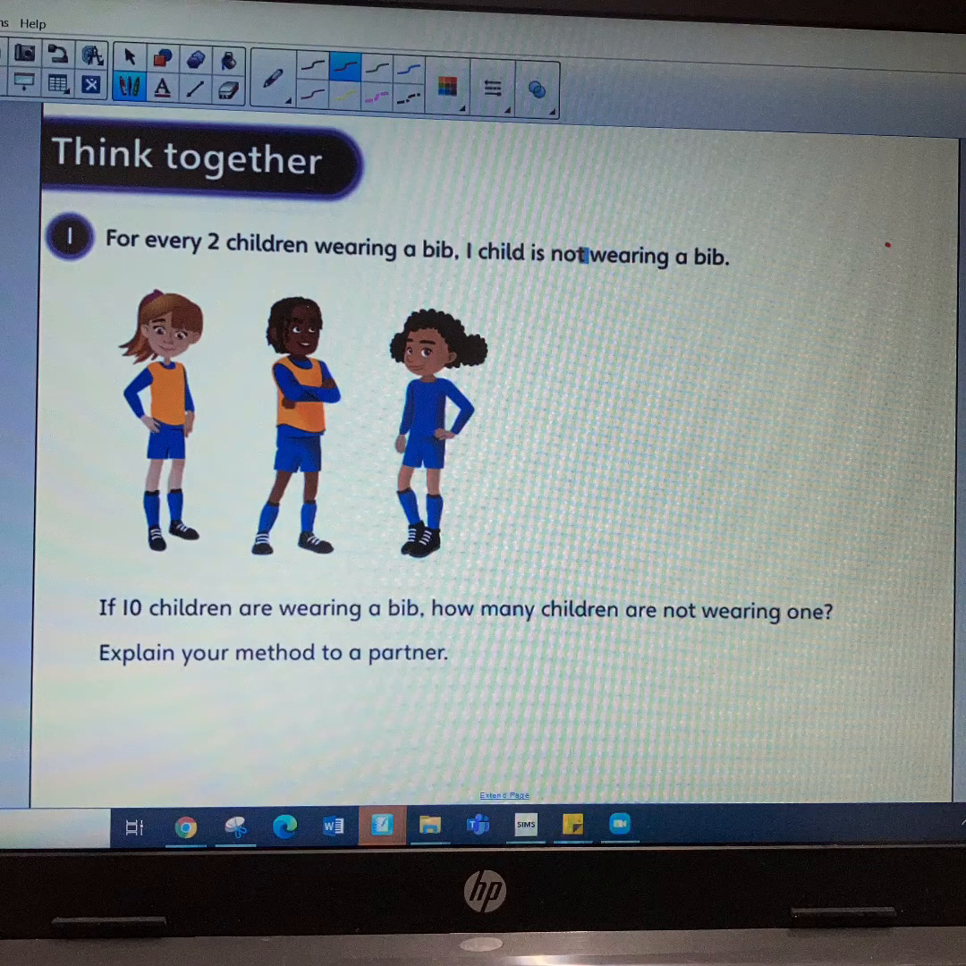Okay then, think together. For every 2 children wearing a bib, 1 child is not wearing a bib, as you can see in the picture. If 10 children are wearing a bib, how many children are not wearing one? Have a go.